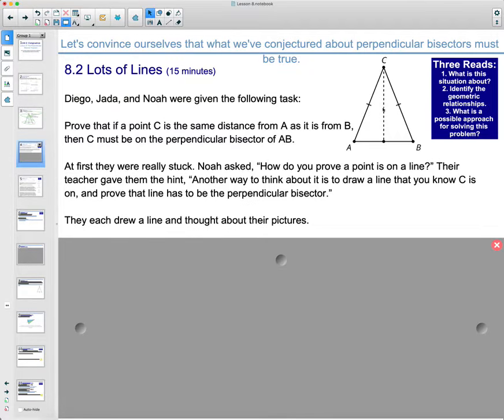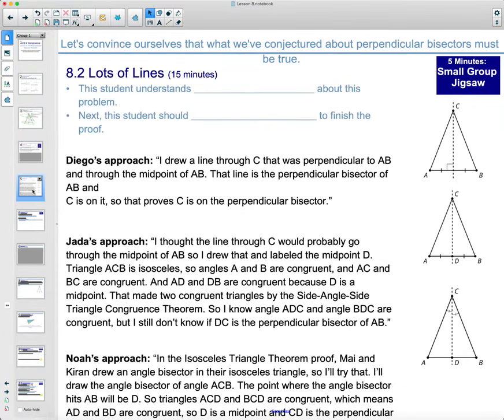So they drew a line through C. Then they thought about their pictures. You can see this auxiliary line drawn on here. Now you're going to see their different approaches in your book. Read each of their approaches and then determine something that the student understands about the problem, and then what the student should do next to continue on in their proof.